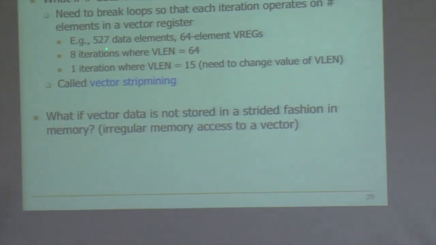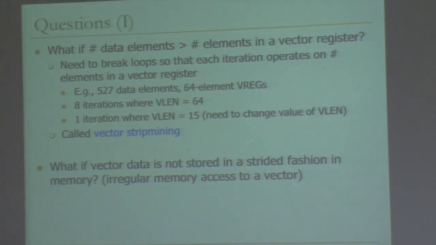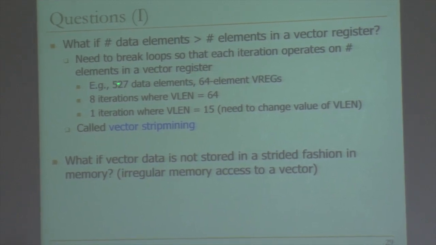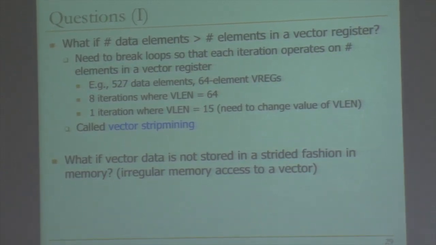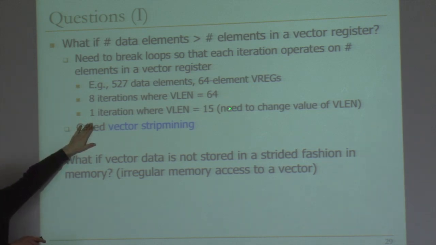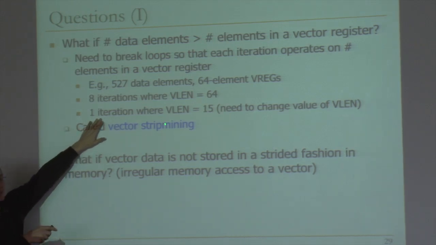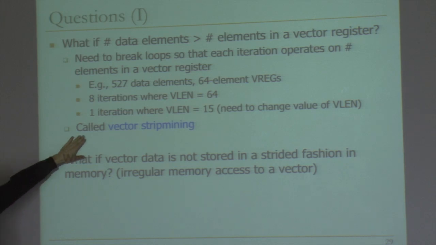An example is here. If you have 527 data elements for some reason, and you have 64 element vector registers, you basically have 8 iterations where vector length is 64. And you have 1 iteration where you need to change the vector length to 15. That means that there needs to be some operation that changes the vector length in software. This is also called vector strip mining, or really strip mining the loop. OK, this is simple, right?